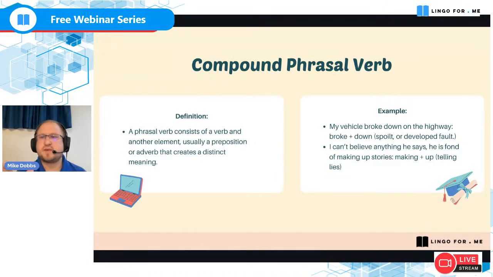So that just means it developed a fault. It stopped functioning properly. Stopped working properly. Now, another example is, I can't believe anything he says. He is fond of making up stories. So this sentence means, I'm not able to believe anything he says to me.